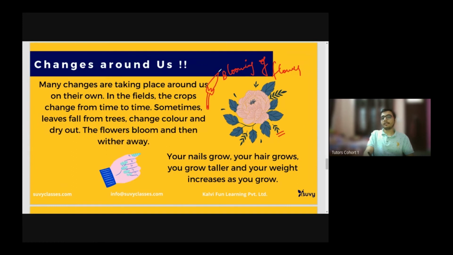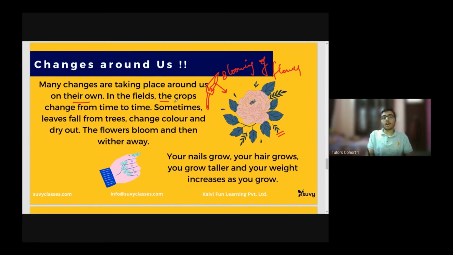It was a bud like this, which has now bloomed to a good and beautiful flower. Similarly, many changes are taking place around us on their own. Even no one is changing it. If I pick this mouse and keep it here, this is a change that I have made. This is not a natural change, right? But there are many natural changes occurring in nature.